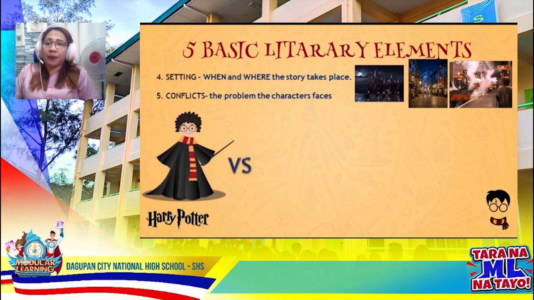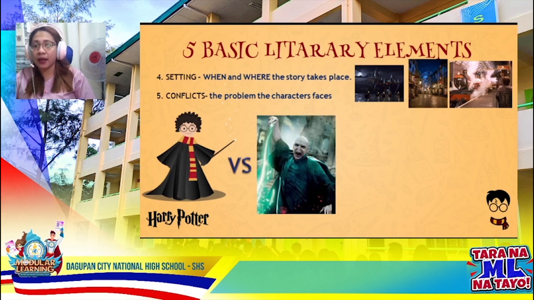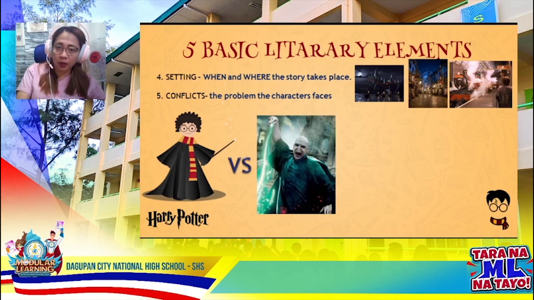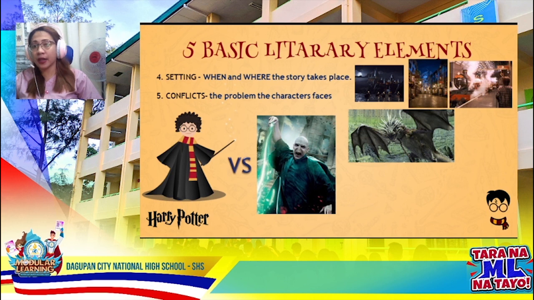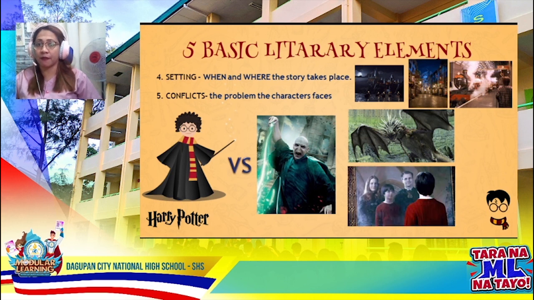So, for example, Harry Potter. Based from the story, it has many conflicts actually. It could be man versus man, or Harry Potter versus Lord Voldemort, man versus animals, Harry Potter versus a dragon creature, or Harry Potter versus himself. It's a conflict when you say man versus himself: the character is trying to fight his own feelings. The character is trying to convince himself to do what is right.